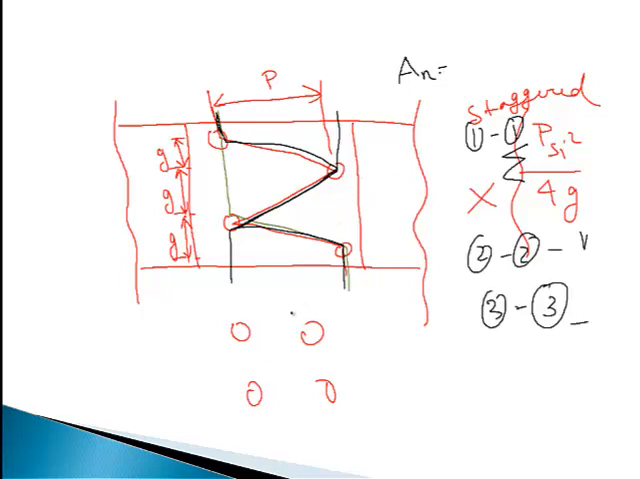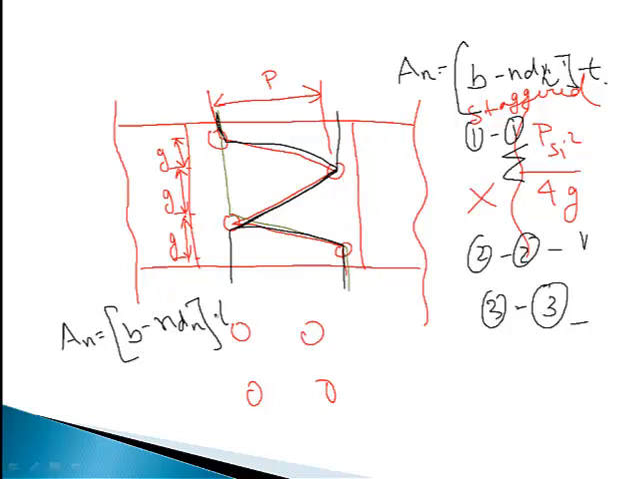Okay, so first of all, we will see some numerical. Okay, then only it will be clear. Okay, but till then, যদি আমার normal আহে তে আমার An আহিব b minus n d_h into t. That portion, this portion is not required. Okay, so let's go to the next one.